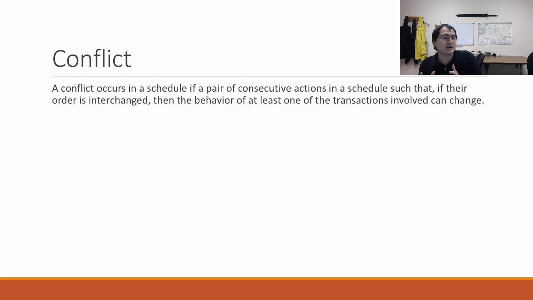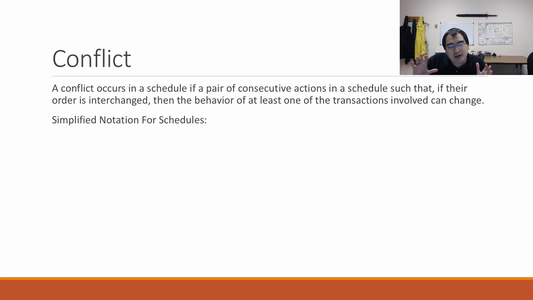A conflict occurs if there is a pair of consecutive actions in the schedule such that if you change their order, then the behavior of at least one of the involved transactions will change. It means that if you change the order of these two actions, the result changes.